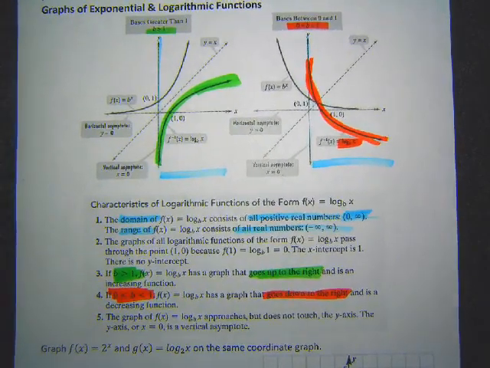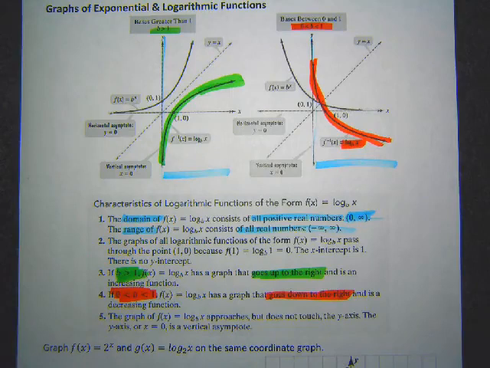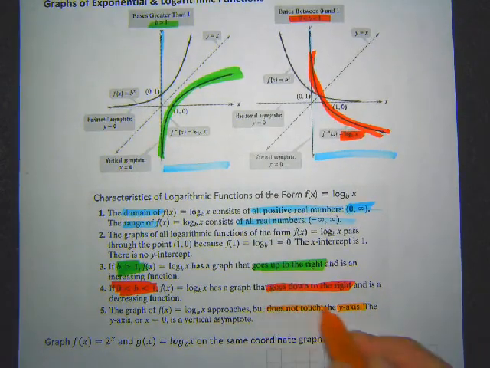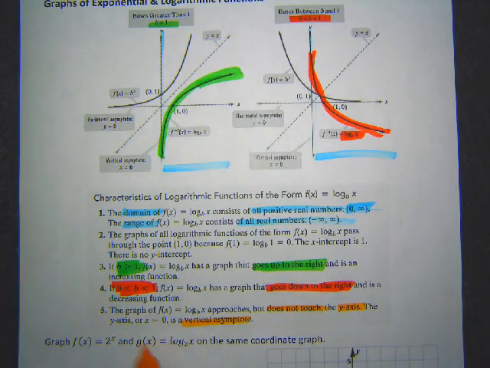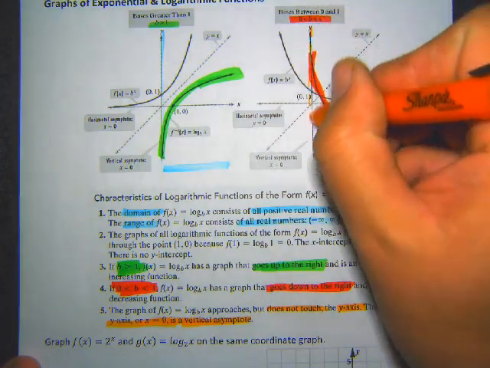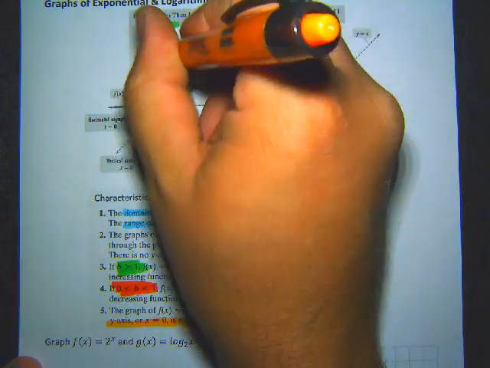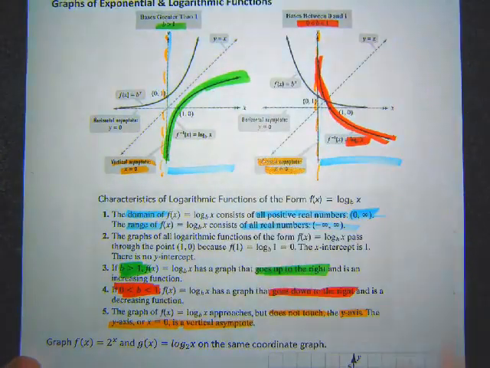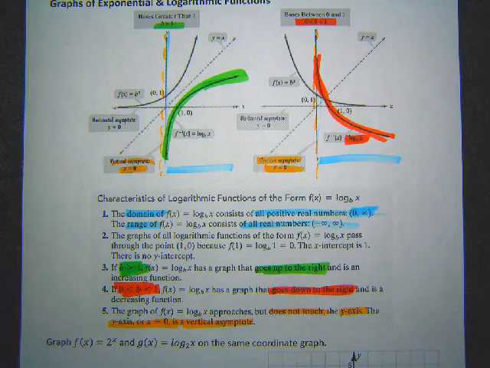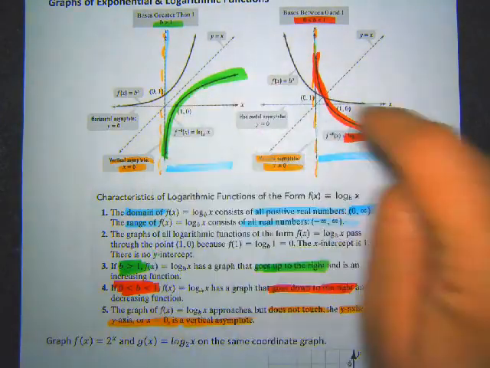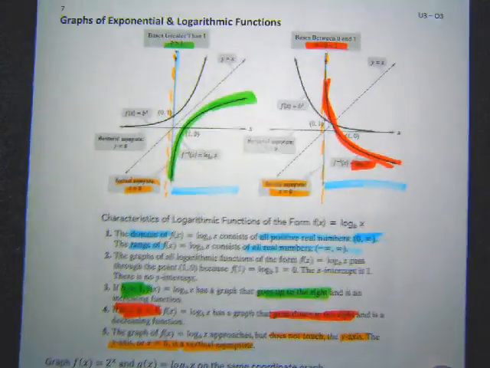Last thing, the logs here approach but do not touch the y-axis, which means that is a vertical asymptote. So the y-axis, x equals 0, is a vertical asymptote. This line right here is a vertical asymptote on either version. So the horizontal asymptote is for the exponential functions. Log functions have a vertical asymptote.